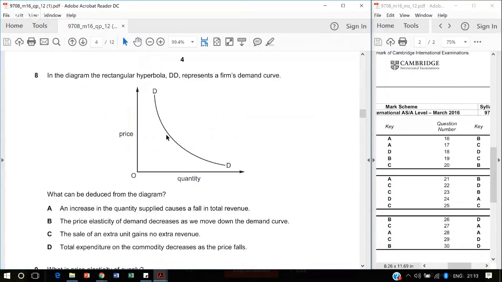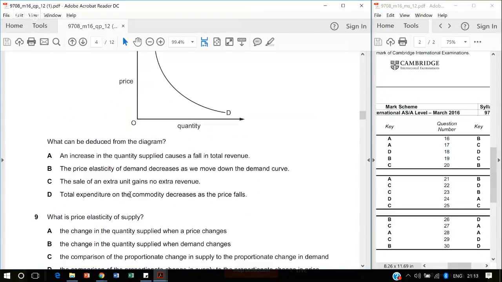Actually, we see that this is a rectangular hyperbola, which implies that the demand curve is of unitary elasticity, which means that moving along, extensions of the curve will not affect total firm revenue. So it cannot cause a fall in total revenue. The price elasticity of demand decreases as we move down the demand curve. No, that's not true. It's constant. The sale of an extra unit gains no extra revenue. Correct. Total expenditure on the commodity decreases as the price falls. Again, incorrect. It's unitary elasticity because it's a rectangular hyperbola. So the answer is C.